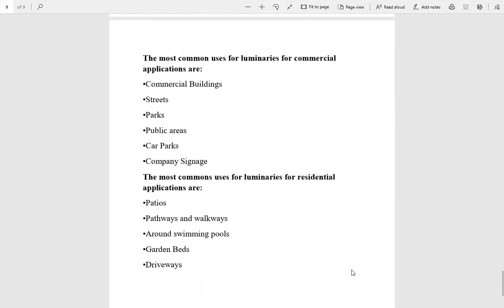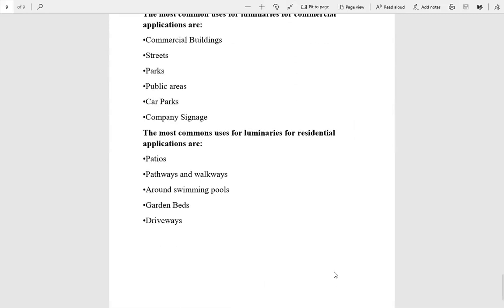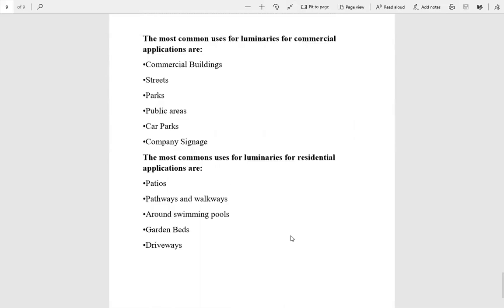The most common uses of luminaires for commercial applications are commercial buildings, streets, parks, public areas, car parks, company signage. The most common uses of luminaires for residential applications are patios, garden beds, driveways, pathways, and walkways around swimming pools, etc. So this is a brief concept of luminaires.